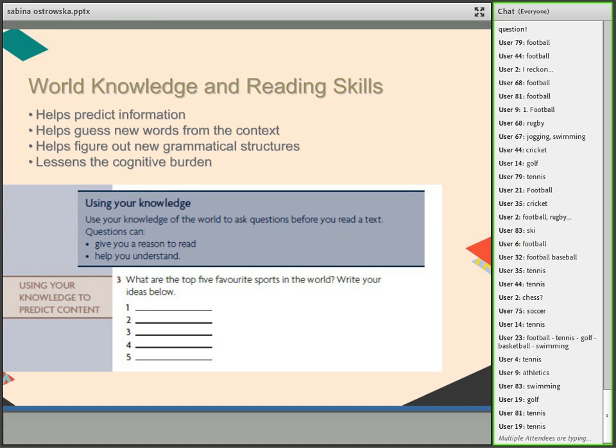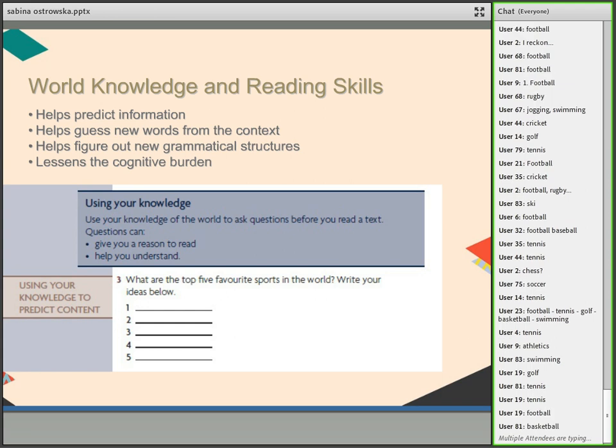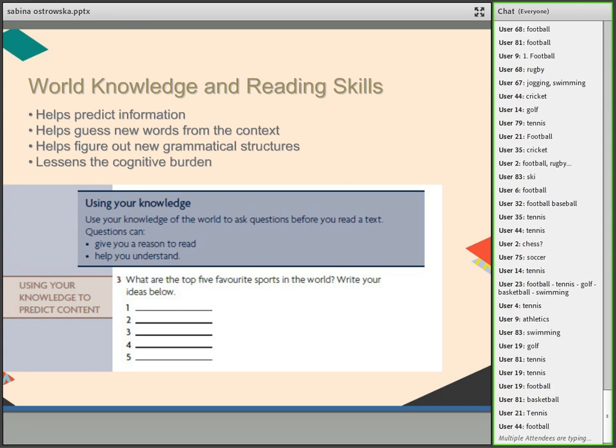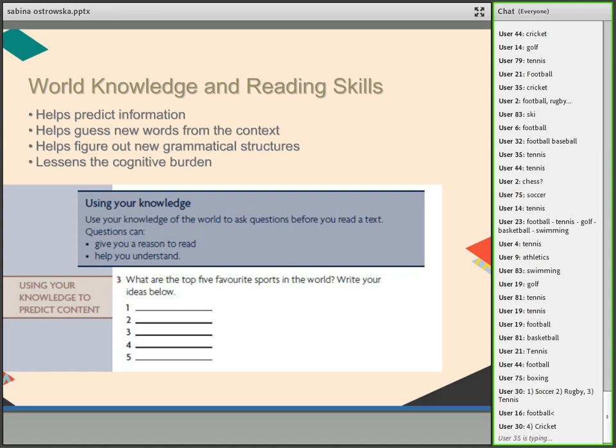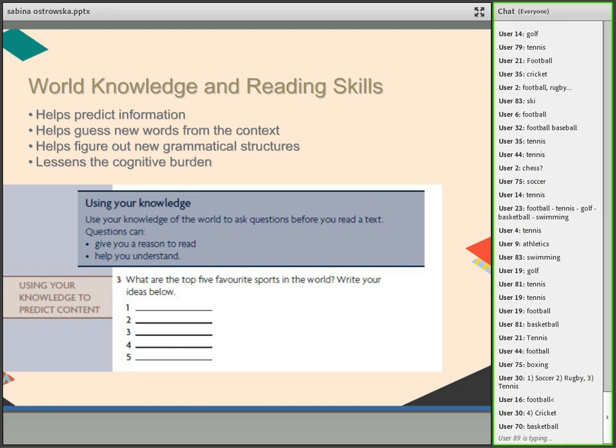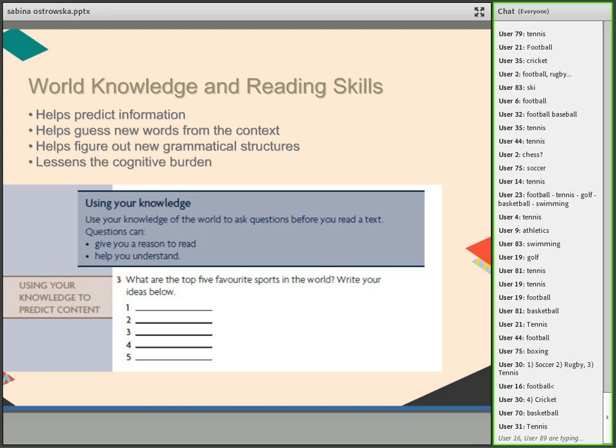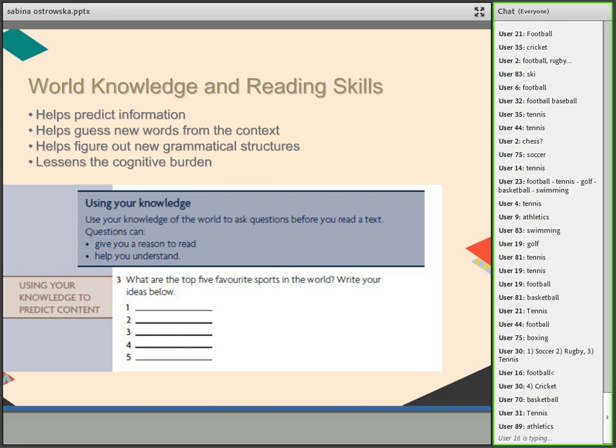Athletics. Okay, all right. So let's imagine our students have a little group discussion and just discuss which sport they think is the most popular. Of course, we all kind of agree here. Football is number one. We have a lot of tennis, and students could actually argue with each other. We have cricket and basketball. So this is a good lead-in for a reading activity.